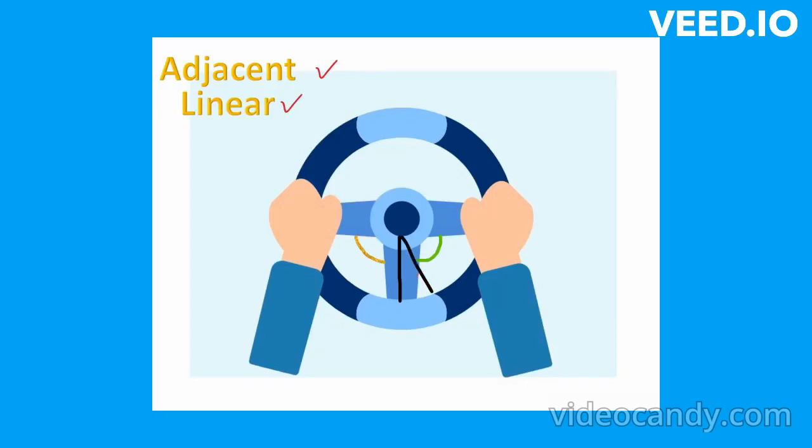Now let's take this example. We have two angles here. The green one and this small red one. Are they adjacent? Yes, they share a common side, which is this one. But are they linear? No, because these two angles put together don't make 180.